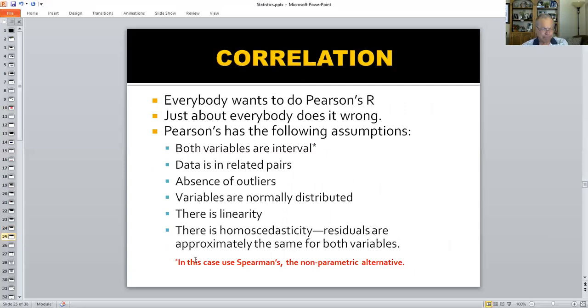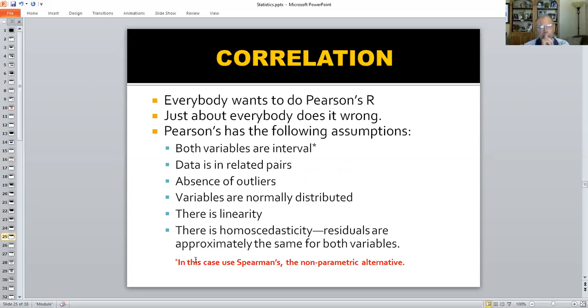All right, correlation. As I read proposals and prospectuses, everybody wants to do Pearson's R. And just about everybody does it wrong. And that's because Pearson's is not as simple as it looks. And here's the thing about it. It has 6 assumptions, not 1, 6. Both variables. Now remember, this is going to be an XY type thing, or YX. Both variables are interval. Okay?